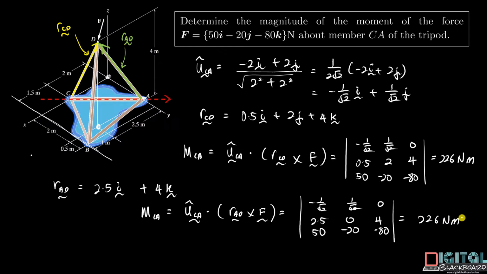Now, what if instead of taking moments about CA as originally asked in the question, we now take moments about AC? So, what if we have to take moment about AC? What is the final answer? Can we deduce it from the original answer of 226 Newton meter?